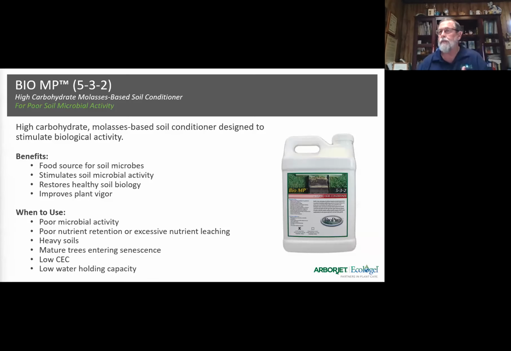And to give you some examples of these, we offer one that's called BioMP. That's a molasses-based product that adds a lot of energy. The molasses allows those microbes to grow, to perform better, and we see it in how it helps nutrient cycling and how it breaks down thatch that builds up in the soil and things like that. So something like this, a metabolite in the molasses, really helps that nutrient cycling.